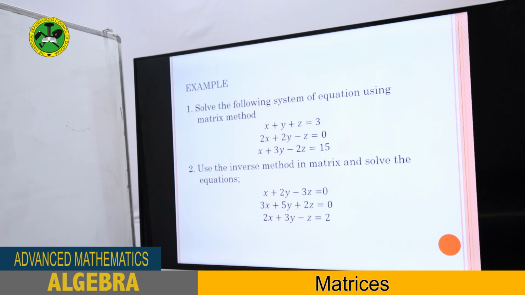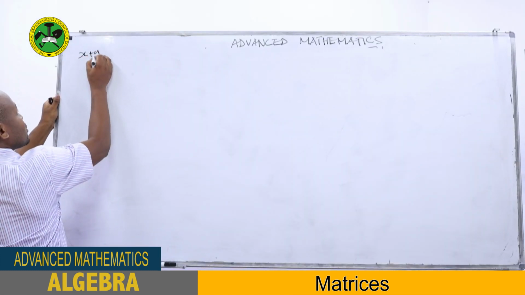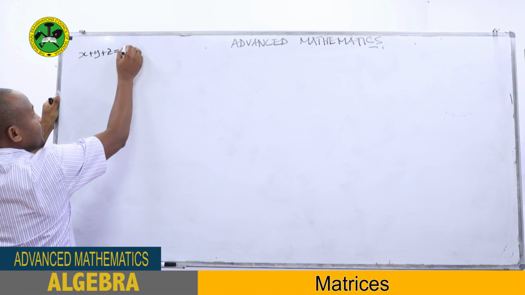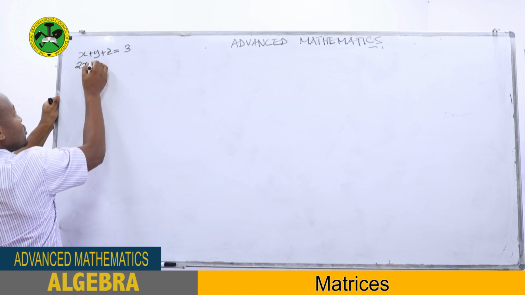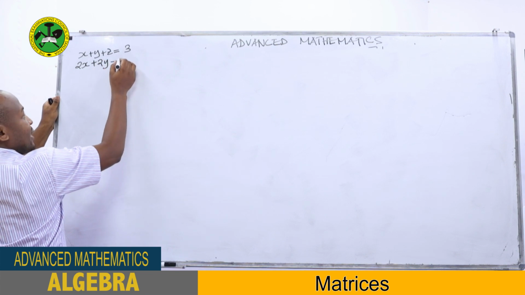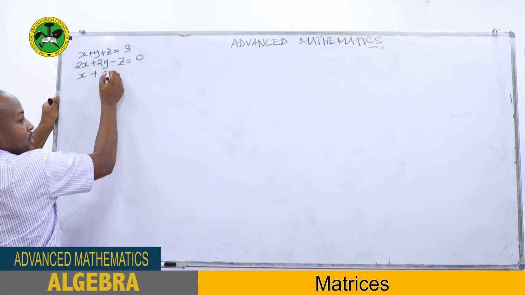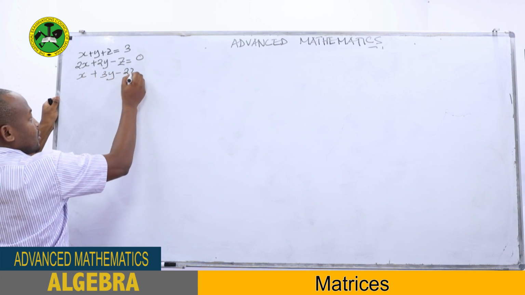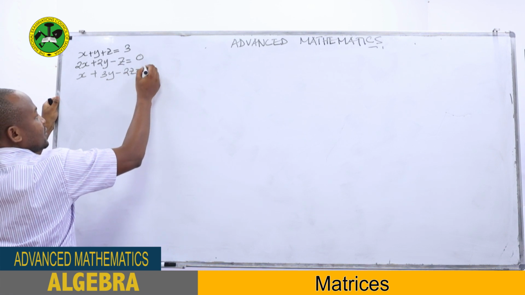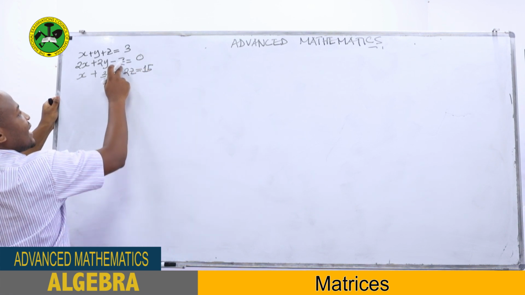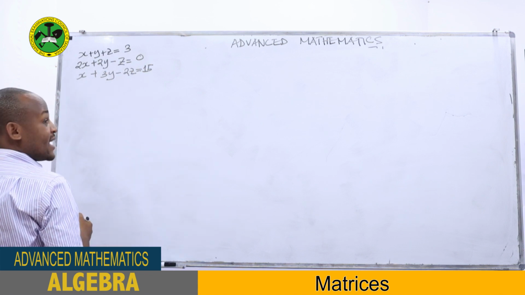Now, the example says, solve the following system of equations using the matrix method. How can we solve that? So we are given x plus y plus z equals 3, 2x plus 2y minus z equals 0, x plus 3y minus 2z equals 15. Why have I decided to use a z like that? Because I don't want to confuse a z and a 2.